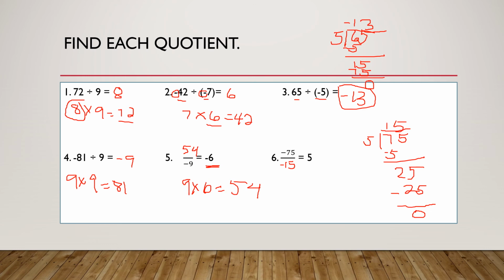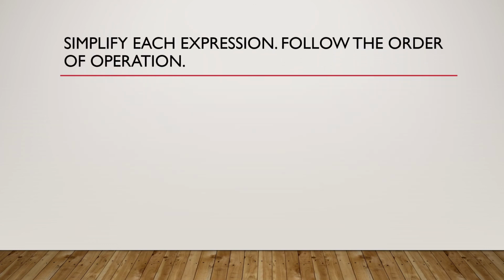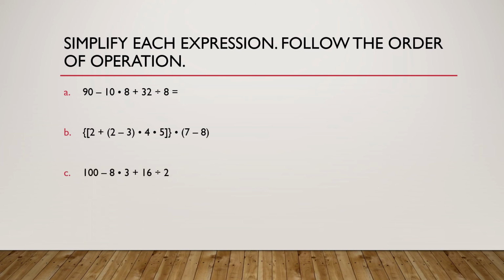Okay. Next. Simplify the expression. Follow the order of operations. So, we have here letter A. Okay? So, 90 minus 10 times 8 plus 32 divided by 8. Okay. Then the second, third.